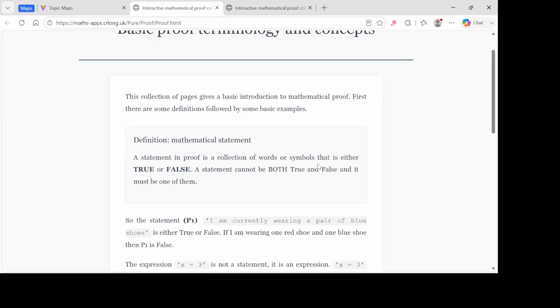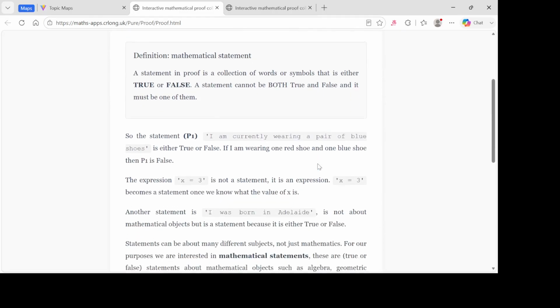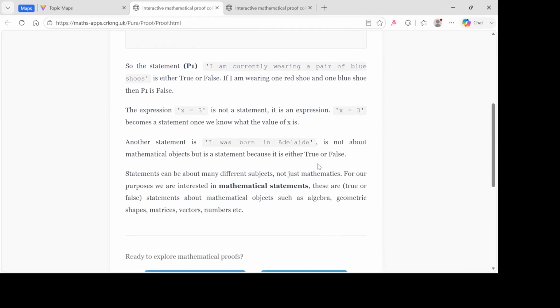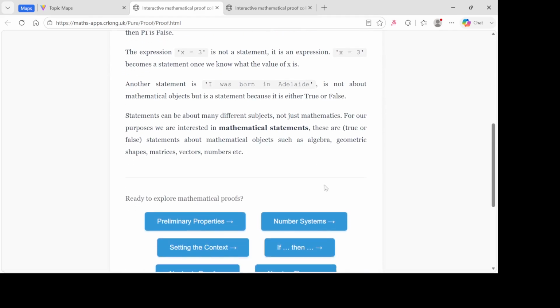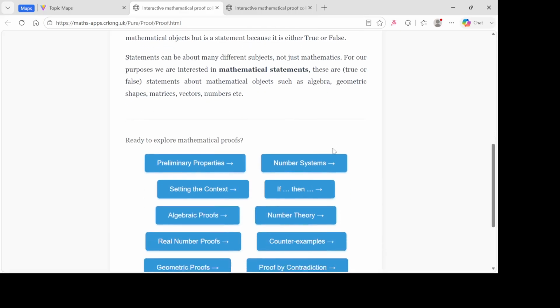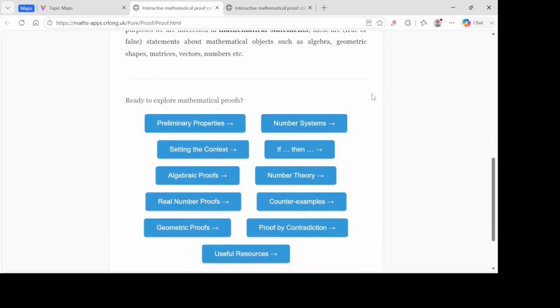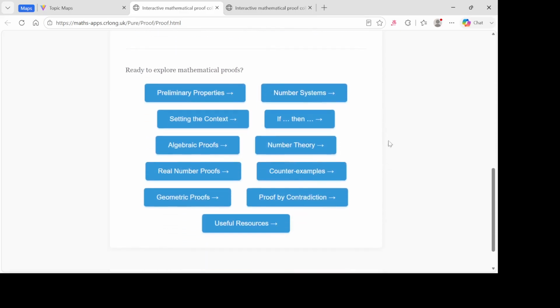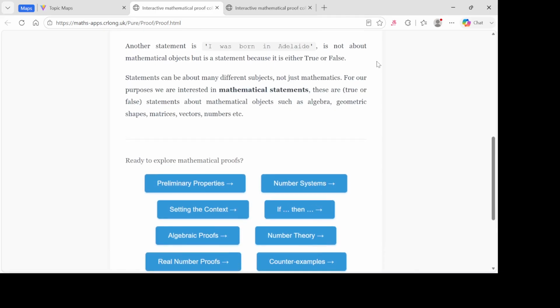One of the most fundamental ideas in a proof is the idea of a statement. And a statement is a collection of words that is either true or false. And proofs are about starting with true or false statements and trying to deduce usually something that's true.